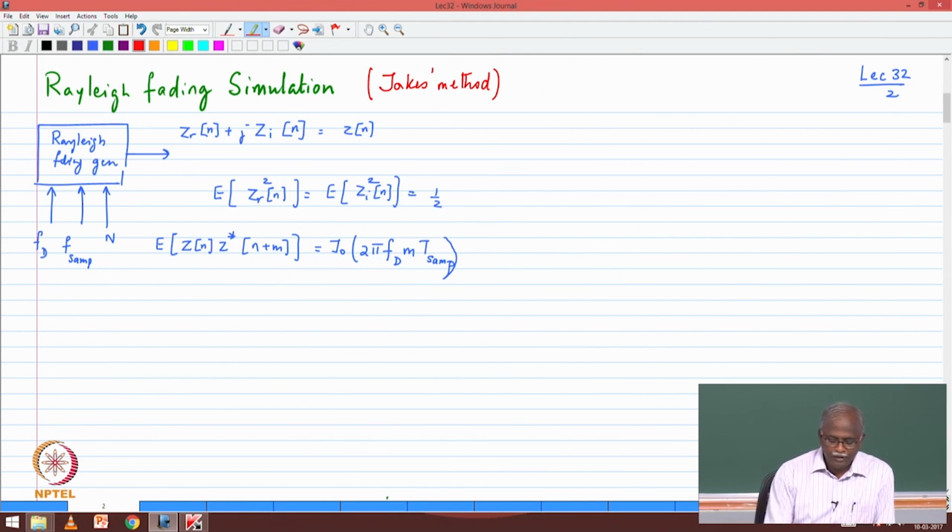So what comes out of it is a discrete time, complex sequence, which satisfies the properties that the real and imaginary parts are Gaussian, both have equal variance, equal to half, and then the autocorrelation satisfies the Bessel function as we have studied in the analytical model.